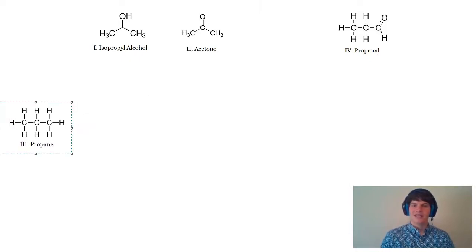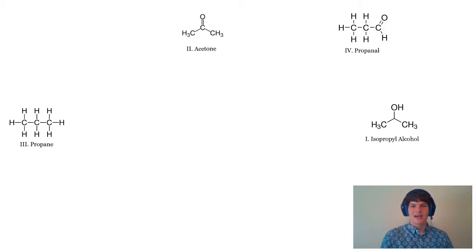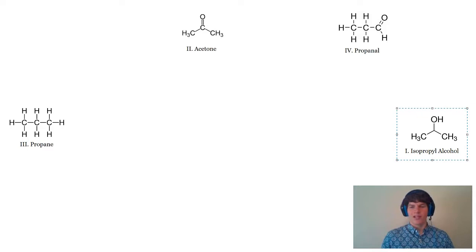Now, I look here and I see that isopropyl alcohol has an OH group. And I know that OH groups can engage in hydrogen bonding, which is a very, very strong intermolecular force. Not quite as strong as covalent bonds, but still, it's a very strong force. So I'm going to expect that isopropyl alcohol will probably have the highest boiling point. It's going to take the highest temperature to cause isopropyl alcohol to separate into its gaseous form.